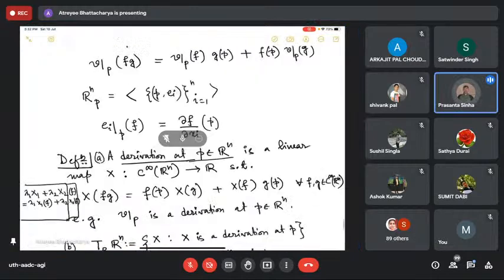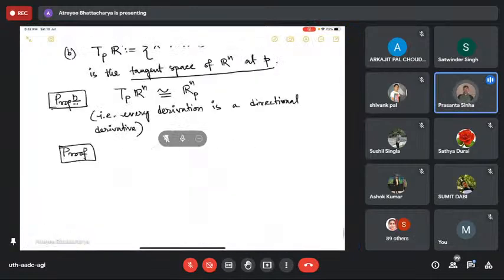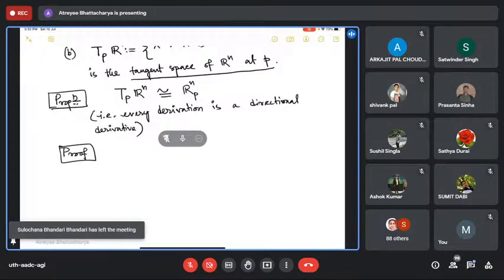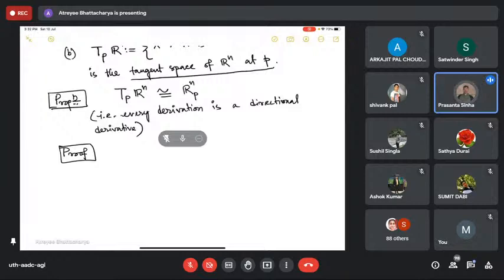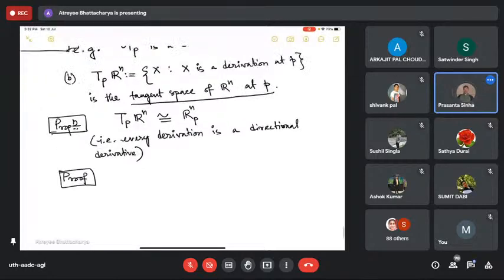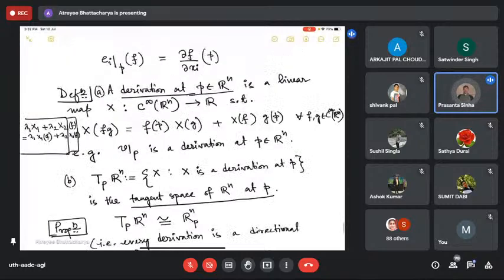One more question that we have. You have defined a derivation at p, that is, C infinity of Rn to R is a linear map. So you have defined it on Rn. Later on, will you define it on an arbitrary manifold? Yes.